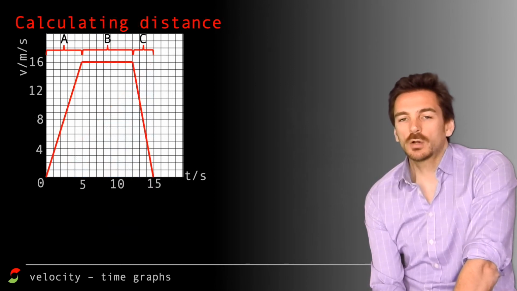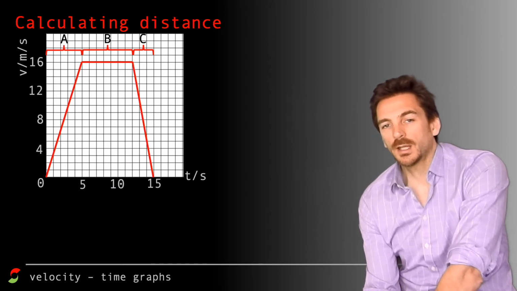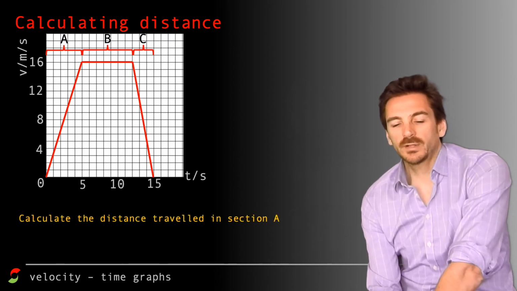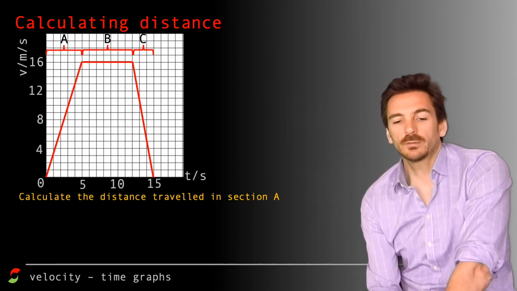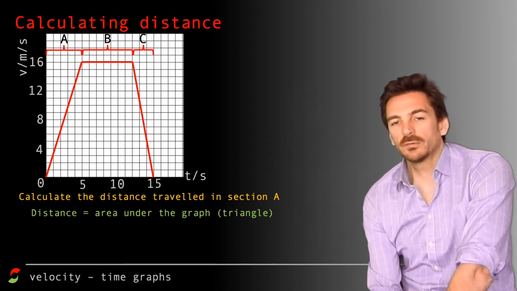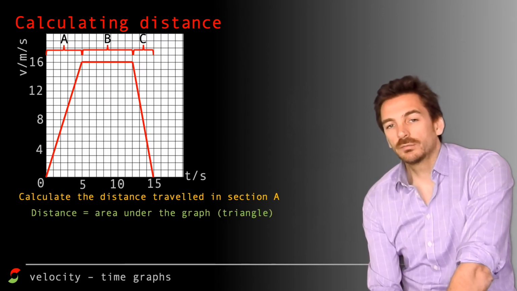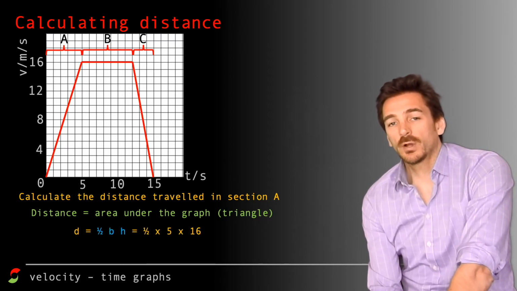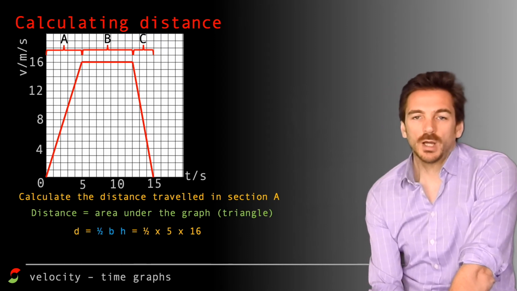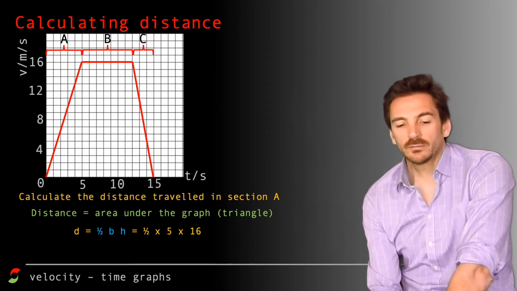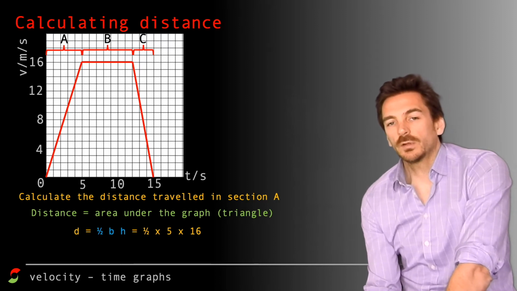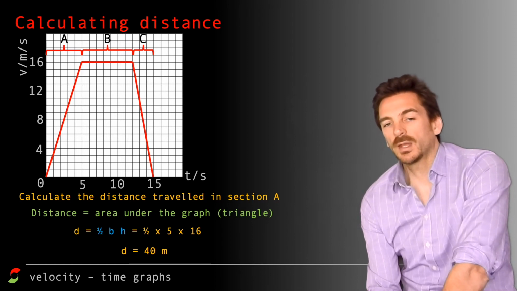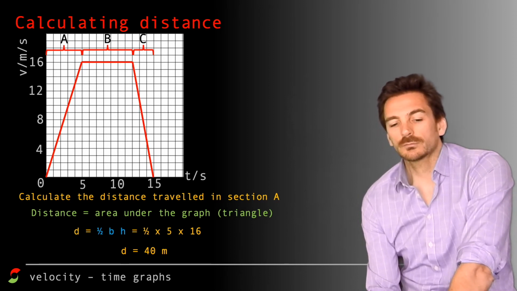So let's have a look at a question in an exam that might actually incorporate those 3 different shapes. So let's say we've got a shape here, and what we're going to do is calculate the distance travelled in that first section. So what we need to remember is that it's the area under the graph. In this case it's a triangle in that section A, and we've got to remember that for the area of a triangle it's half base times height. So half times 5, which is 5 seconds, times by 16 will give you the distance travelled. So the distance travelled in that area is 40 meters.